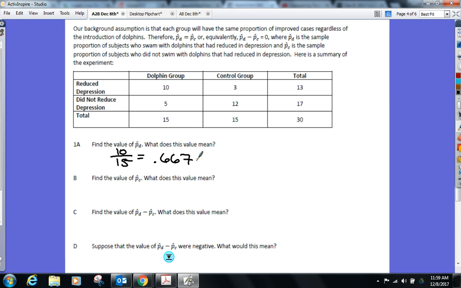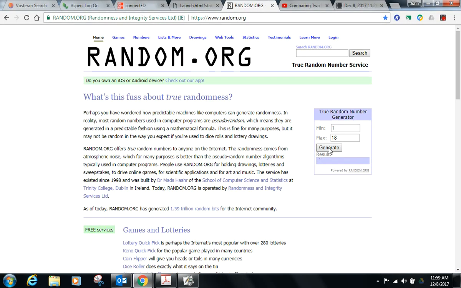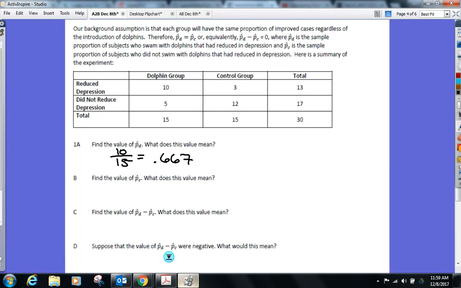Okay, what about the control group? P subscript C. That's everyone who in the sample did not swim with dolphins and also had reduced depression. All right, so let's find that probability out. Okay, Megan, how many didn't swim with dolphins? 15, and how many reported reduced level of depression? 3. 3 out of 15. And then whenever you're ready there, Megan, let me know.